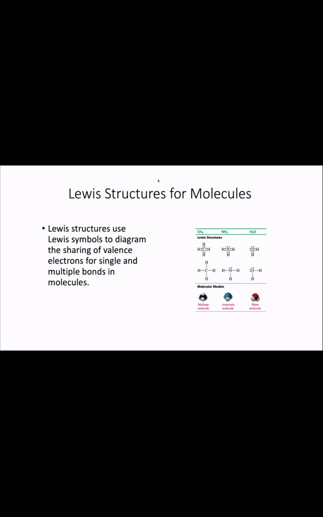So here we have what we call Lewis structures. We'll talk about how to construct these, how we put those Lewis structures together. Here are a couple of Lewis structures. We have methane, ammonia, and a water molecule. Lewis structures use symbols and diagrams of shared valence electrons for single and multiple bond molecules. It's going to be important because that starts setting the fundamentals for organic chemistry. Yes, we're getting close to organic chemistry.